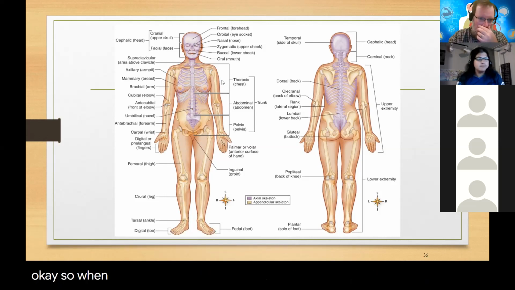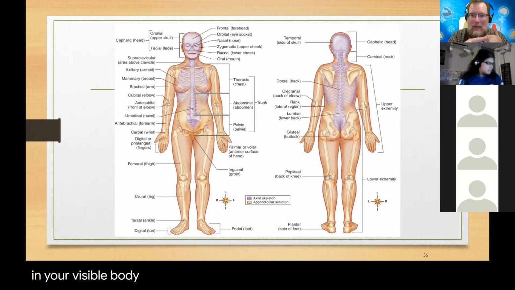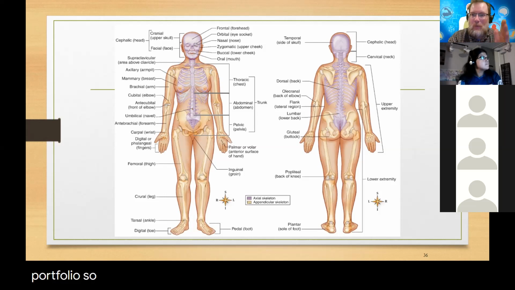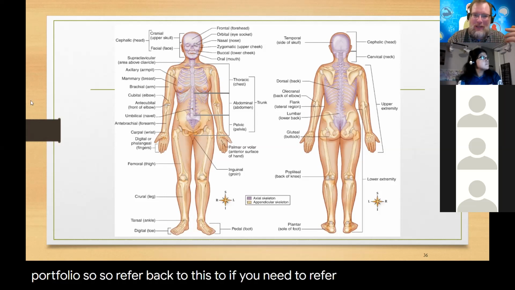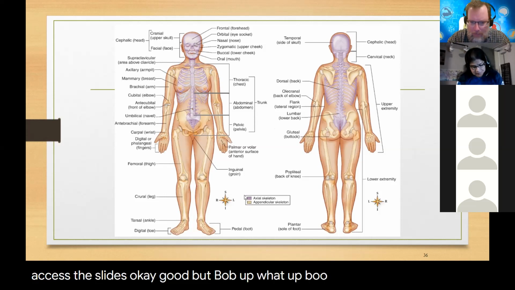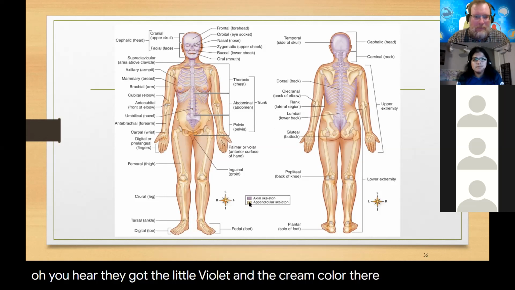So when we look at these sections, again, you're going to see these both in your Visible Body treasure hunt and in your portfolio, so refer back to this too if you need to. Refer to your slides. And you don't have to watch the video to see the slides; you can access the slides. They show you here, with the little violet and the cream color for those.